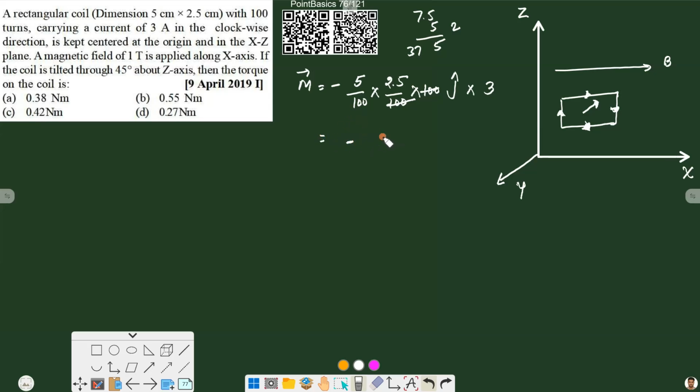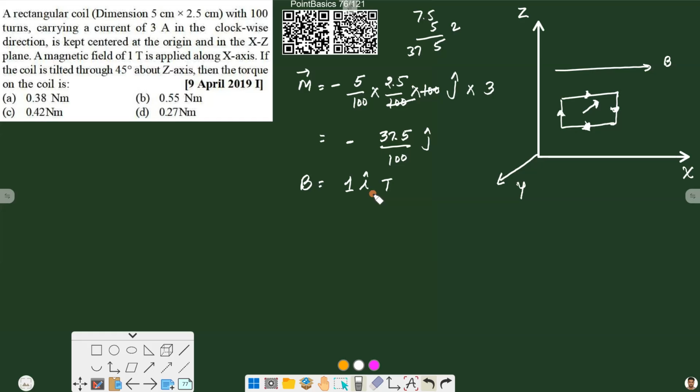It will be negative 37.5 by 100 J. This will be the magnetic dipole moment. Value of magnetic field is known to us, that is B, and it is 1 Tesla in x axis, so it is 1 i Tesla.